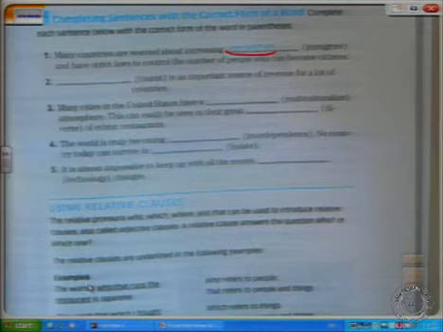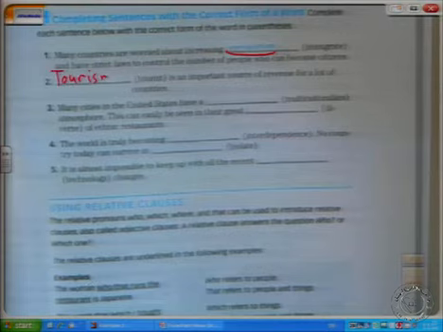Let's move to sentence number two. We have between parentheses the word tourist. Tourist is a noun. A person who visits other countries is a tourist. So it says, is an important source of revenue for a lot of countries. Here we need a noun, and the noun should be tourism. Tourism is an important source of revenue for a lot of countries. So tourism, as an activity, is an important source of revenue for many countries.